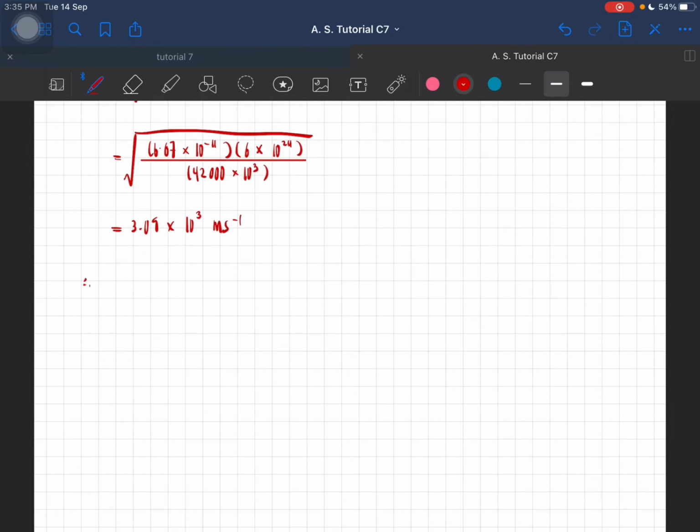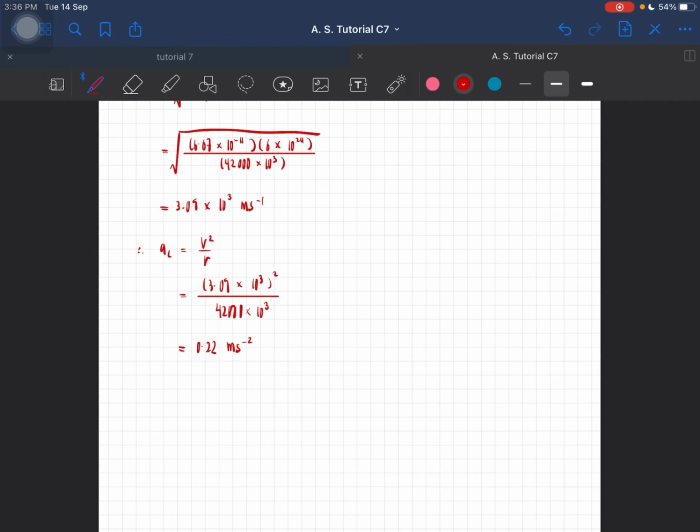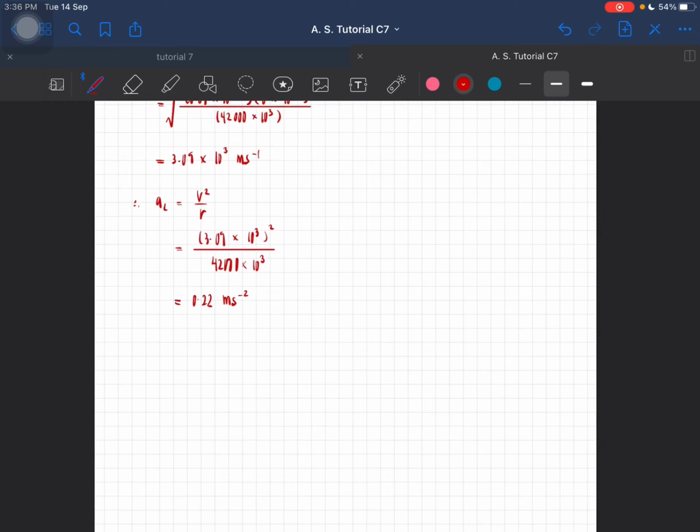Then the centripetal acceleration is v squared over r. So v is 3.09 times 10 to the 3, squared, over r, which is 42,000 kilometers. So you should get the centripetal acceleration to be equal to 0.22 meters per second squared. Okay, so that is how you use both chapter 7 and 6 formulas in one question.